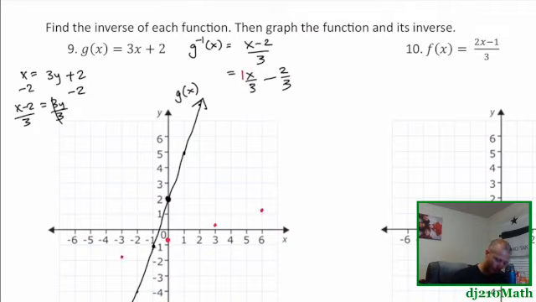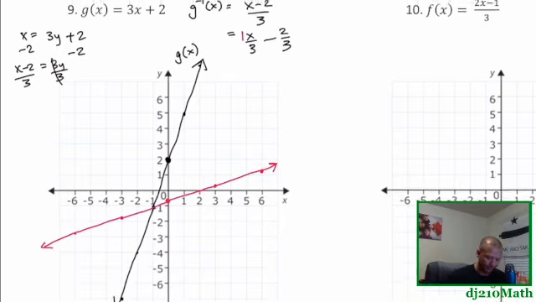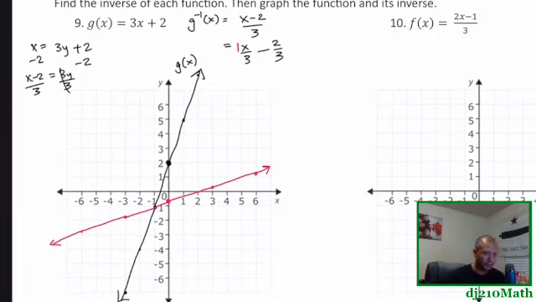3. Okay, so then connect the dots. And there's the inverse in red. The inverse is in red. The original function is in black.